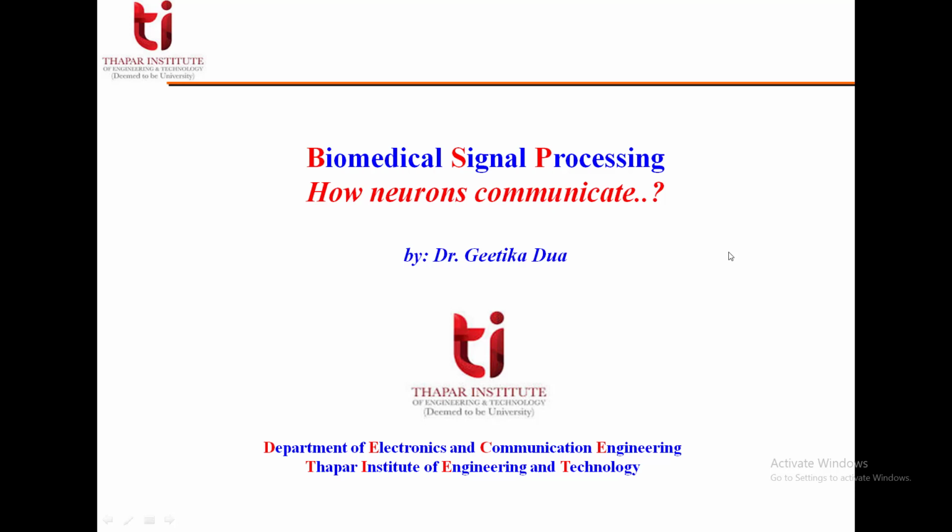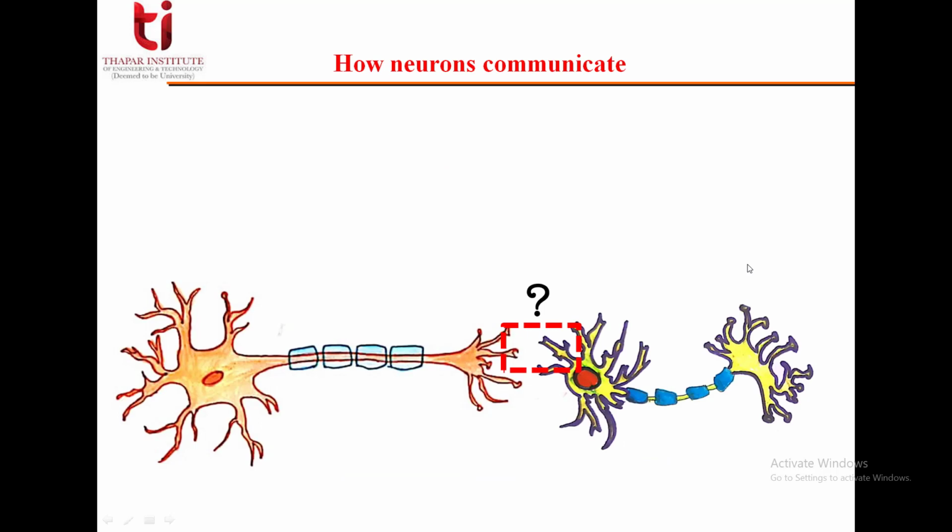Hello, dear students. In the last lecture, we discussed the nervous system and the neuron. Now, in today's lecture, we will discuss how two neurons communicate, meaning how information is transmitted from one neuron to the other. So let's begin with the introduction to how neurons communicate.